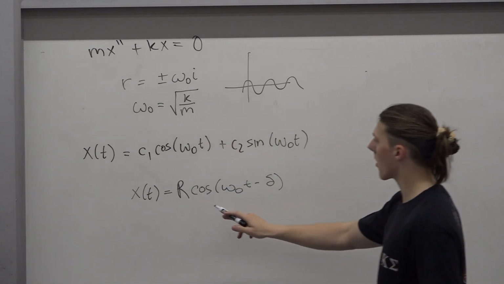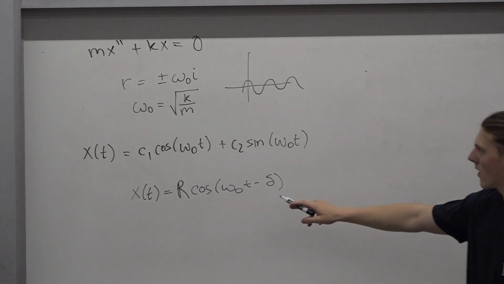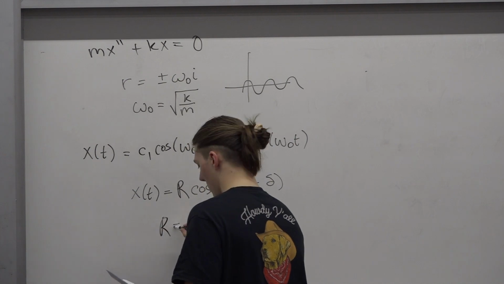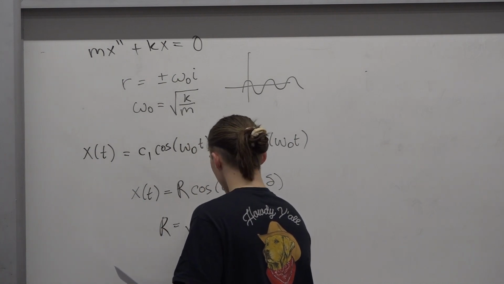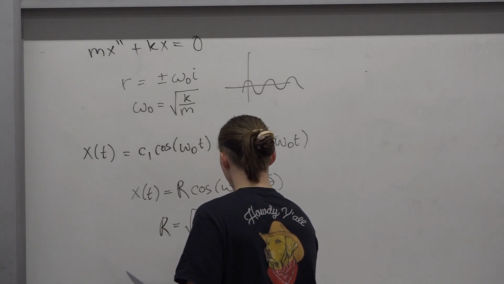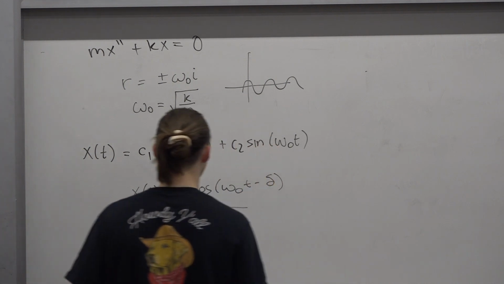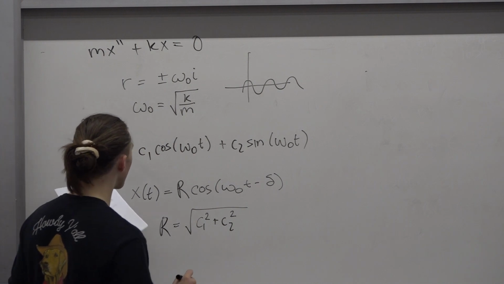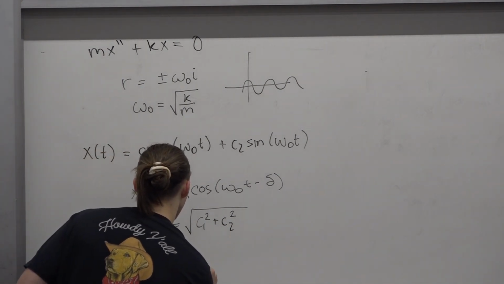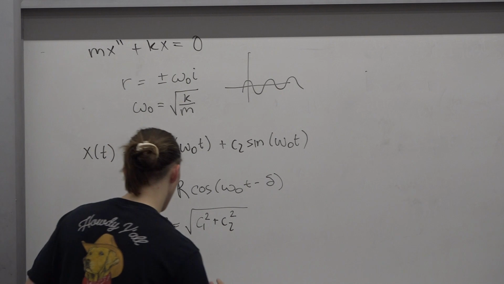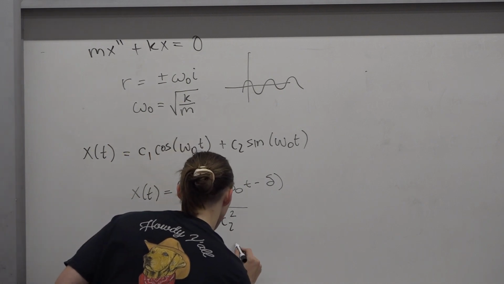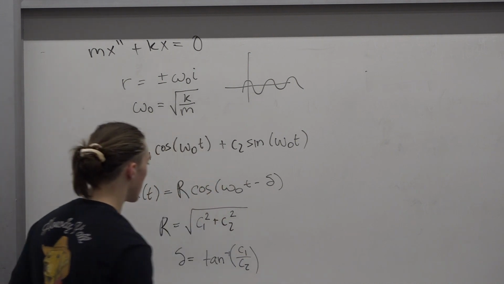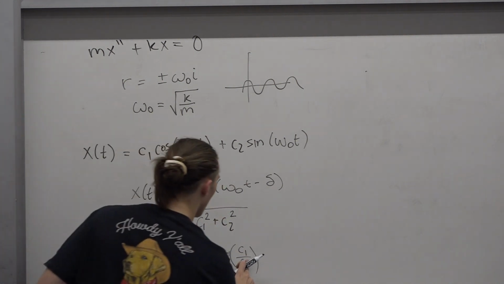We have r cosine(omega naught t minus delta), where r is defined like this from this original equation, and then we have our delta defined as the inverse tangent of C1 over C2. Sorry, C2 over C1.